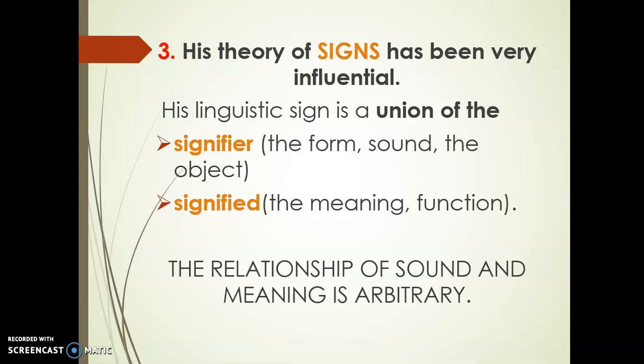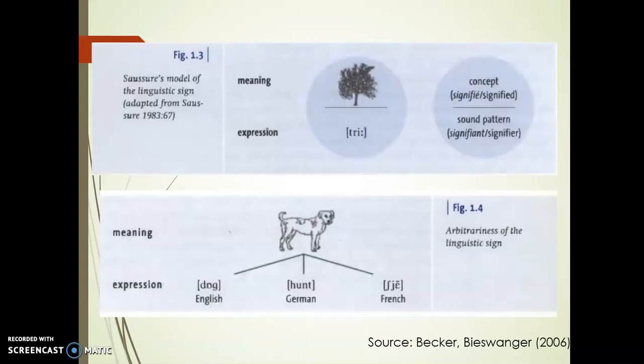And the relationship of sound and meaning in language is arbitrary. There is no connection. I can say tree in English and árbol in Spanish. They don't have anything to do with a real tree. So this is from Becker. You see the meaning and the expression: the concept, which is the signified, and the expression tree, which is the sound pattern, the signifier. So the signified, the concept, and the signifier, the expression. And it is arbitrary.